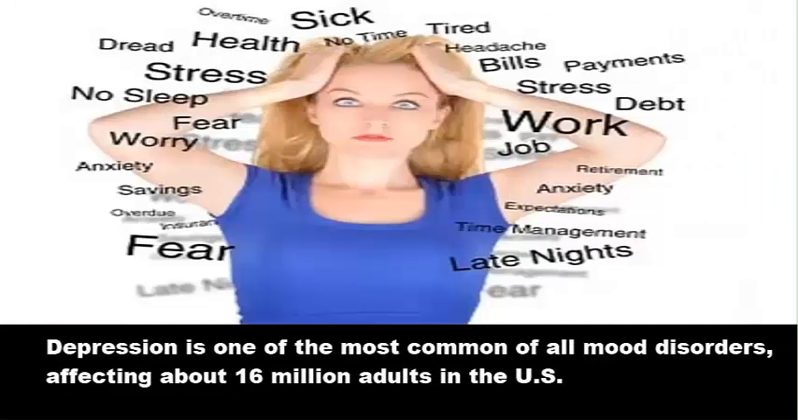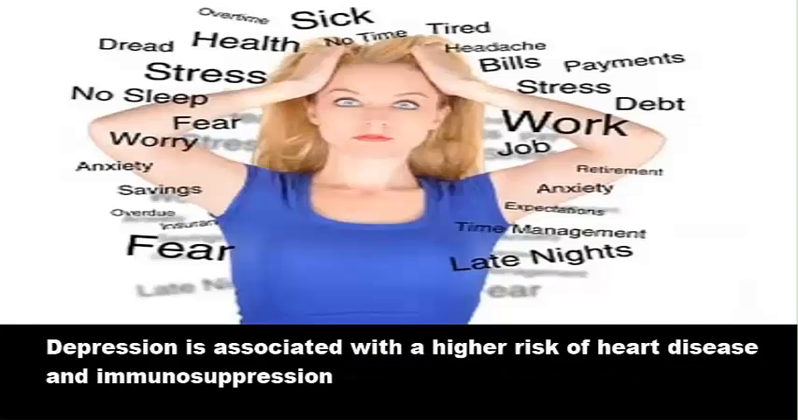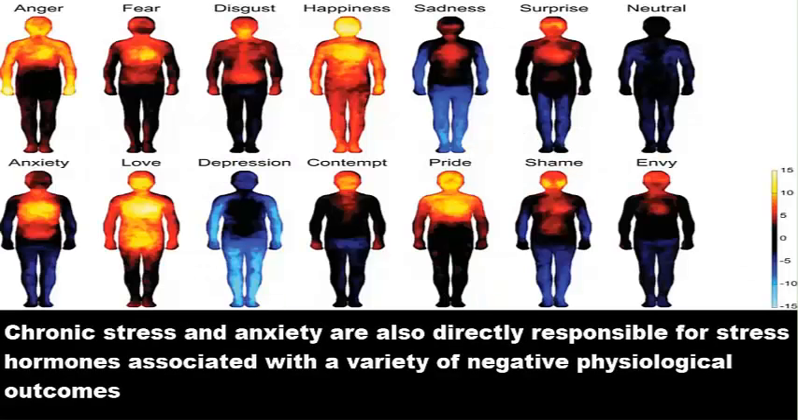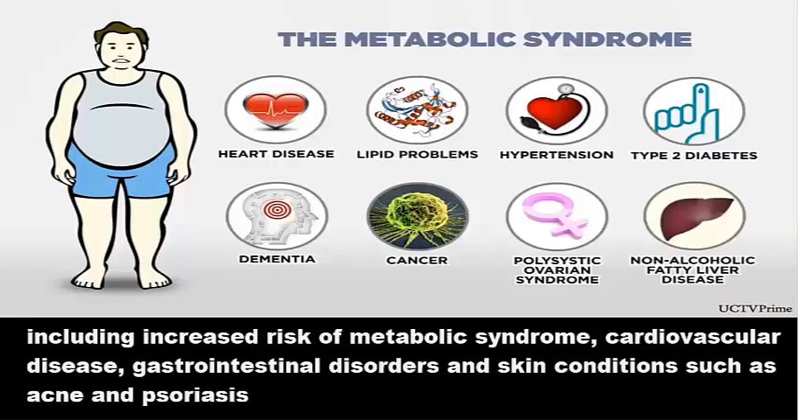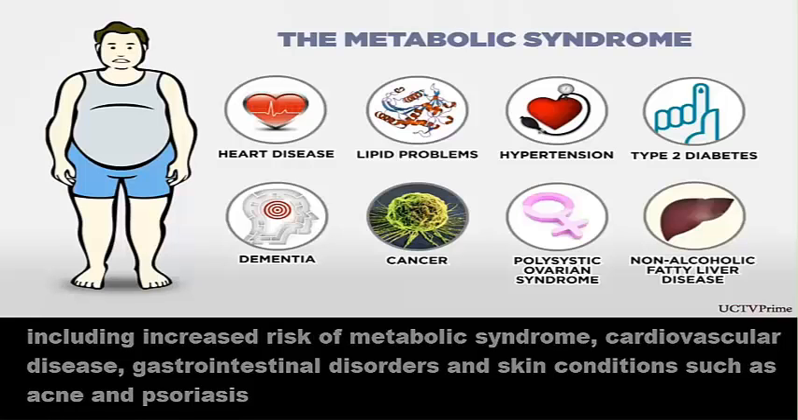Depression is one of the most common of all mood disorders, affecting about 16 million adults in the U.S. Depression is associated with a higher risk of heart disease and immunosuppression. Chronic stress and anxiety are also directly responsible for stress hormones associated with a variety of negative physiological outcomes, including increased risk of metabolic syndrome, cardiovascular disease, gastrointestinal disorders, and skin conditions such as acne and psoriasis.